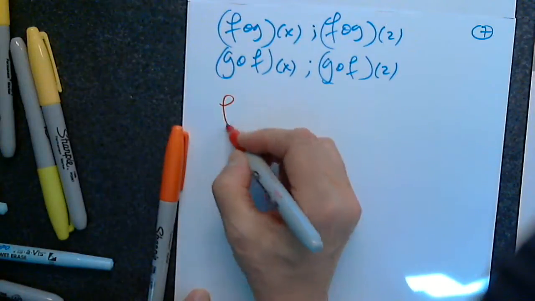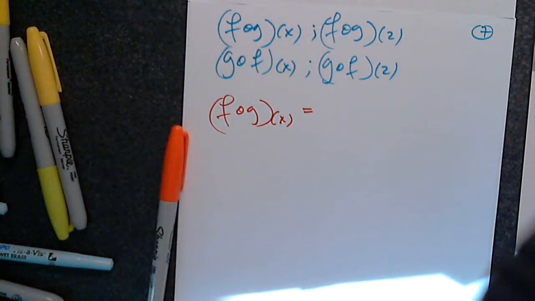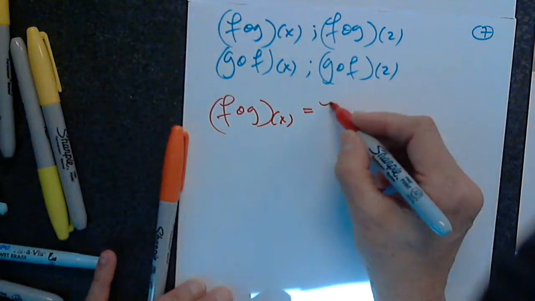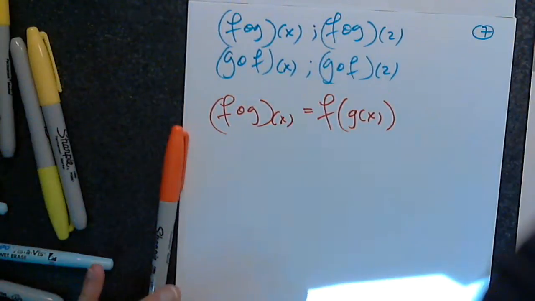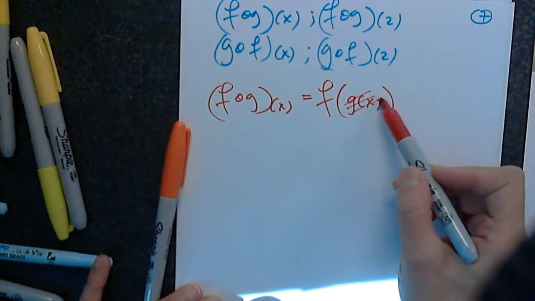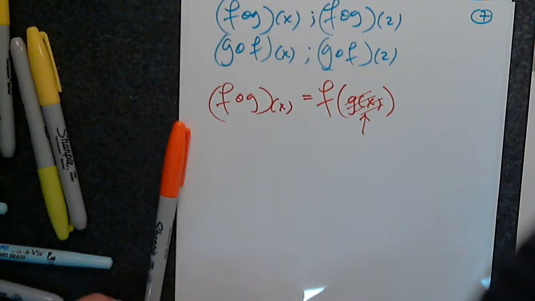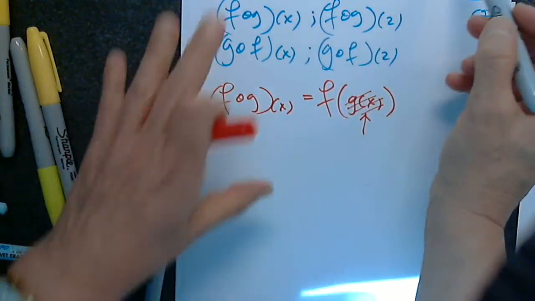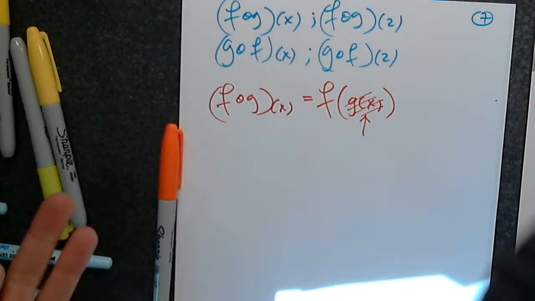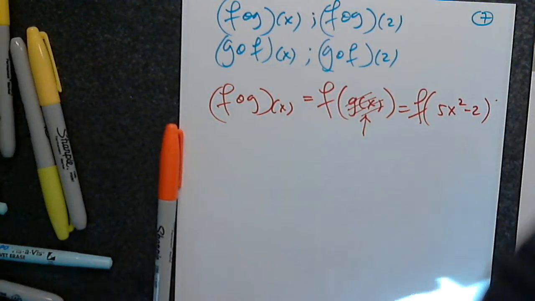f comp g. I have to write the definition. What is the definition of f comp g? It's f of g of x. Awesome. I have to start with the inner function. You don't have to erase that, I'm just making a point. I need to replace this by what? By g. g is 5x squared minus 2. So this is f of 5x squared minus 2.